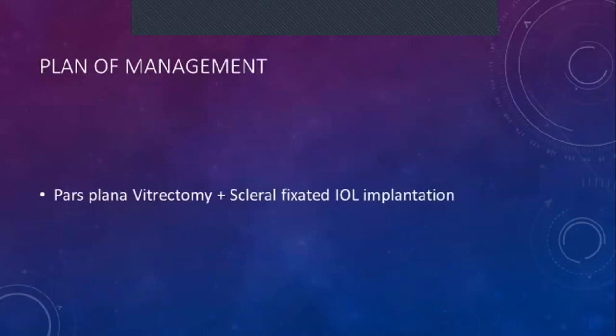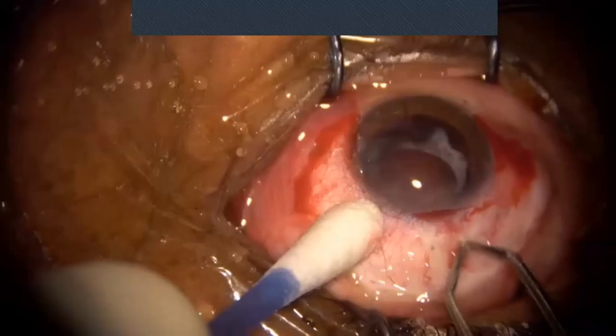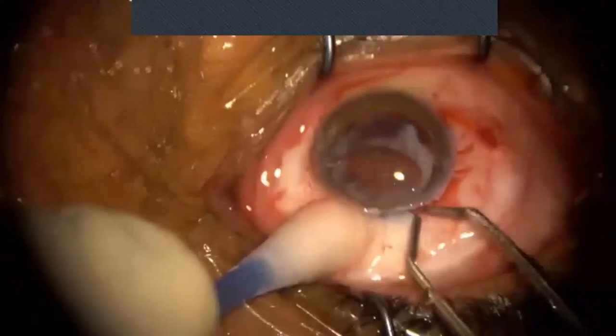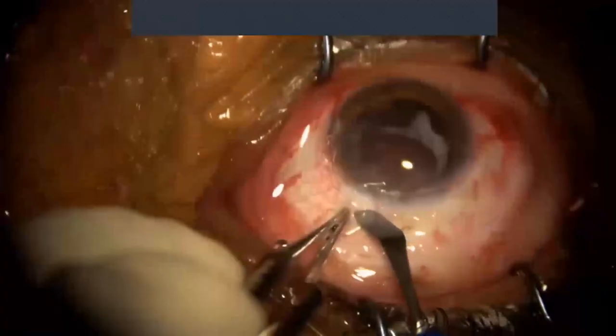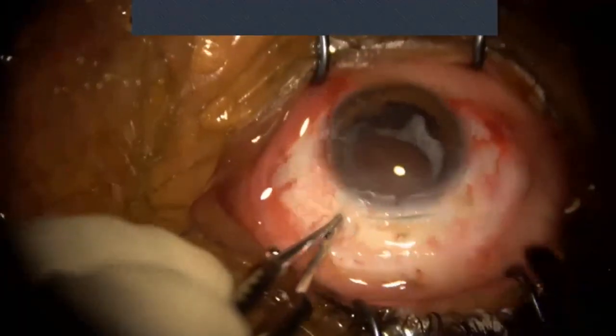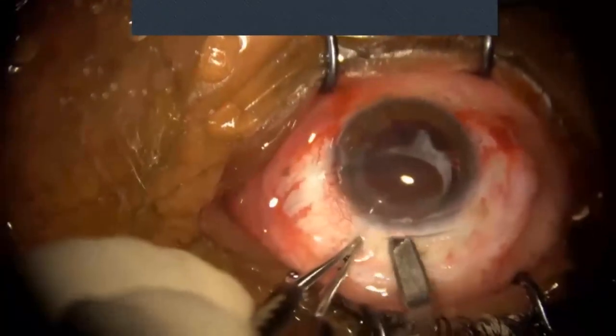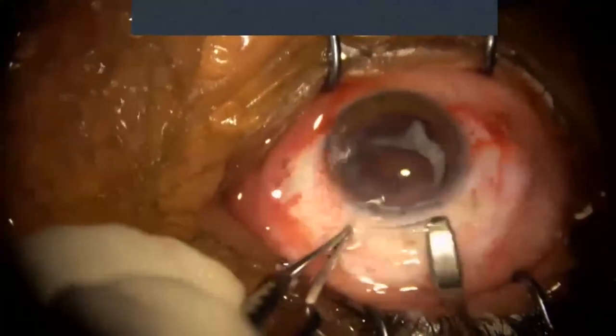Since the patient was particularly saying that a lens was placed, we planned for a pars plana vitrectomy to look for any dislocated lens in the vitreous cavity. Also, considering doubtful capsular integrity, we planned for a scleral fixation intraocular lens implantation. So this is how the surgery went. Superior conjunctival peritomy was done and a partial thickness sclerocorneal tunnel was fashioned without entering the AC.